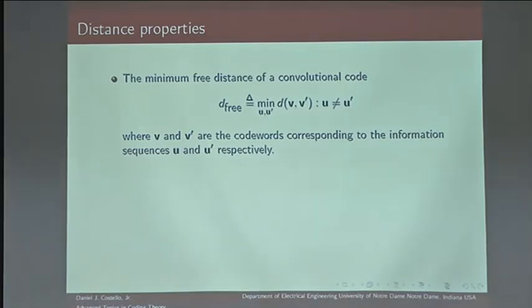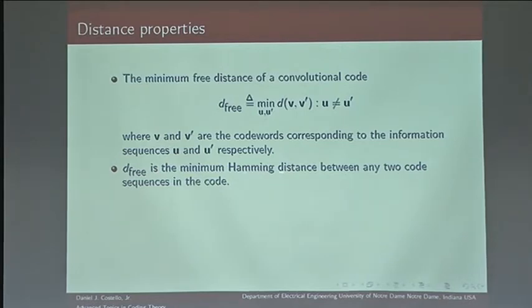The Viterbi decoding algorithm is the maximum likelihood decoding algorithm for convolutional codes. So the free distance is just the minimum distance between any 2 code sequences that are generated by different information sequences. Obviously, if the information sequences are the same, the code sequences are going to be the same, and that distance is going to be 0. So these are code words V and V prime corresponding to the information sequences U and U prime.